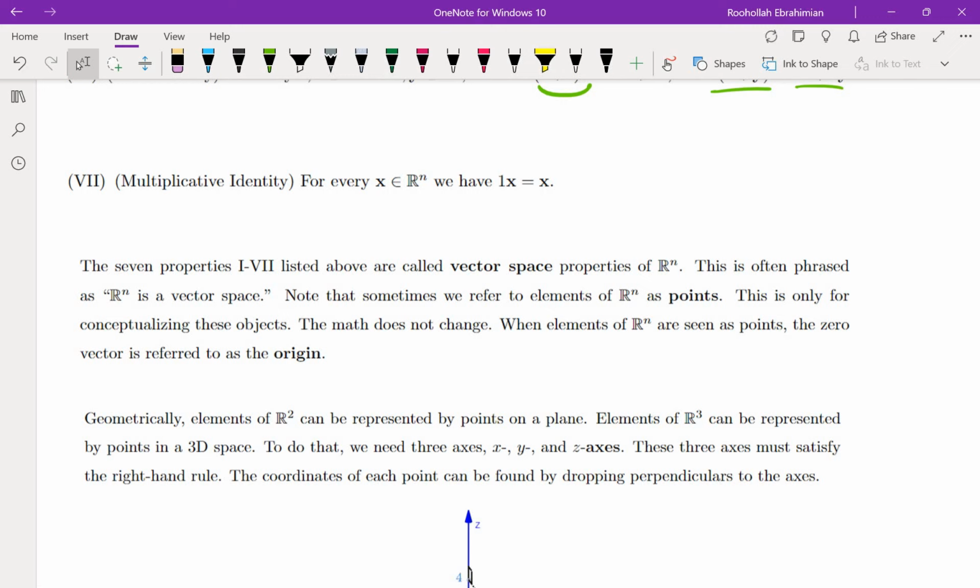These properties are called the vector space properties of Rn. And this is often stated as Rn is a vector space. Sometimes elements of Rn are referred to as points. That's really just for visualization and conceptualization. The math does not change, but this is only for conceptualizing these objects. When elements of Rn are seen as points, the 0 vector is referred to as the origin.